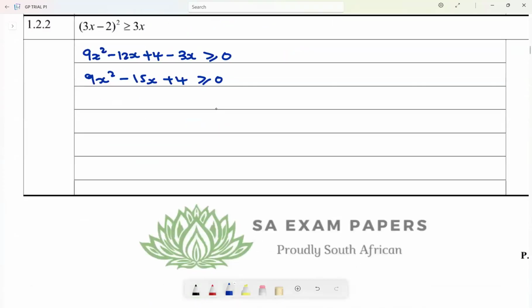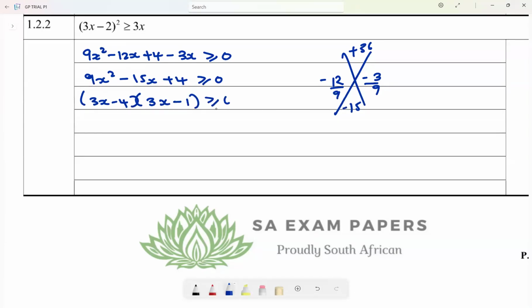Now let me see factors of 9 times 4, it is 36. Factors of 36 such that when I add them, I get negative 15. 12 and 3. Yes, 12 and 3. And then I'm going to divide by 9, divide by 9, both of them should be negative. So I have 3x minus 4, and then I also have 3x minus 1 as a factor, greater or equal to 0.